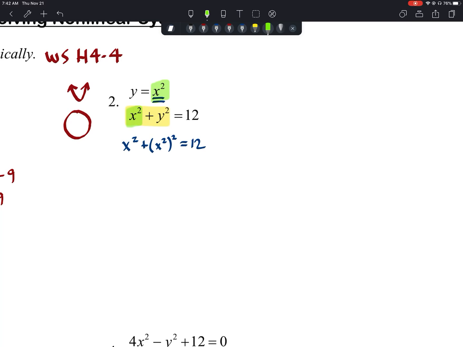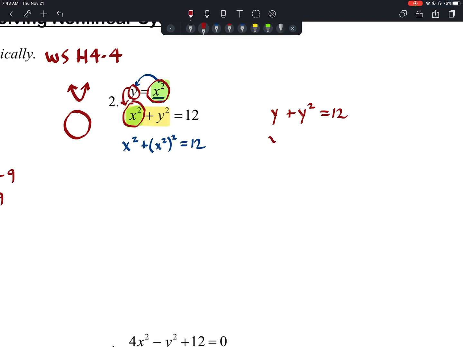So since x squared is already by itself, we can say that x squared actually is equal to y, and we can substitute that in. So actually we'll do that one over here, and maybe I'll do the other one here just so everybody can see both methods. So if I take this out, and I replace it with my y, here we go. We've got y plus y squared is equal to 12.